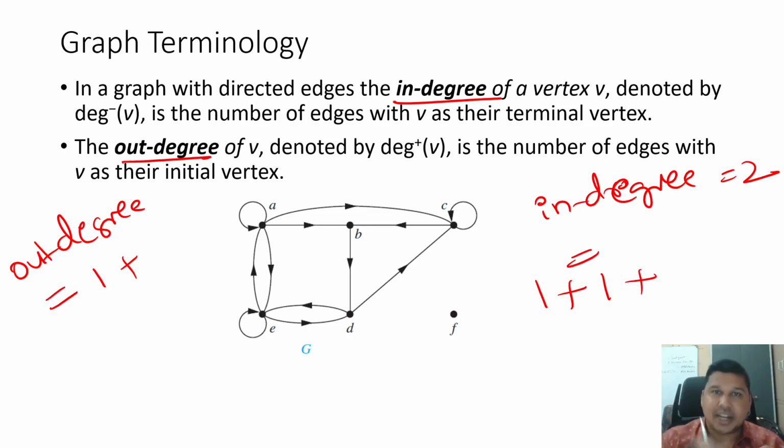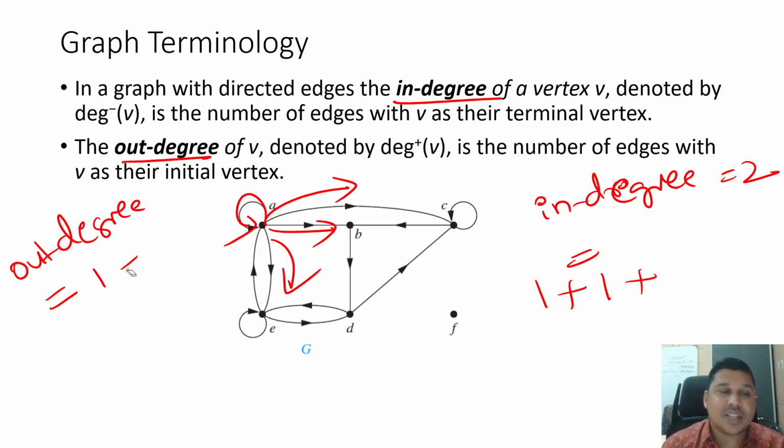If there is a directed graph and there is a self loop, then for the in degree we count 1, and for the out degree we also take it as 1. Now let's find out what is the out degree of this vertex A. How many edges are going away? This is 1, this is 2, this is 3, this is 4. So the out degree of vertex A is 4.